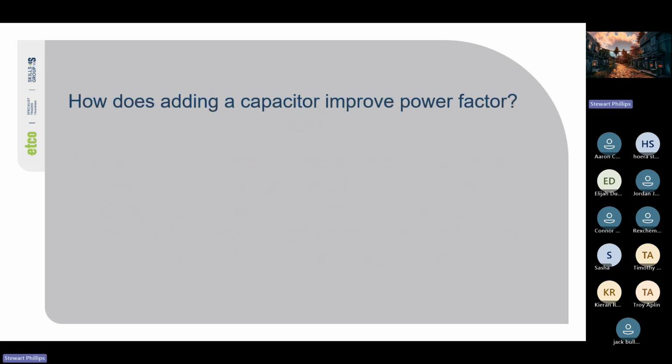Cool. So how does adding a capacitor improve our power factor? So it reduces the overall reactance, but how? How does it do it?